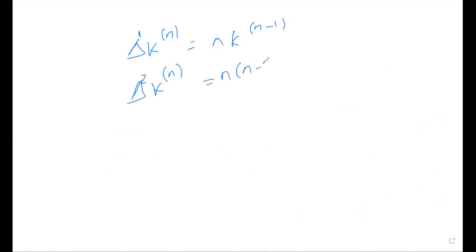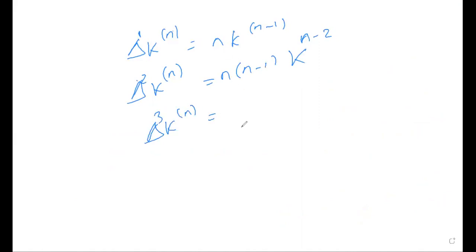So let's see. Delta n, we had k^n minus 1. Similarly, delta squared k^n. See, this is like a n, this is like 1, no? So n minus 1 power, and this n comes here. Next one, n times n minus 1, k times this minus this. Okay, k^n minus 2. Delta 3 k^n.